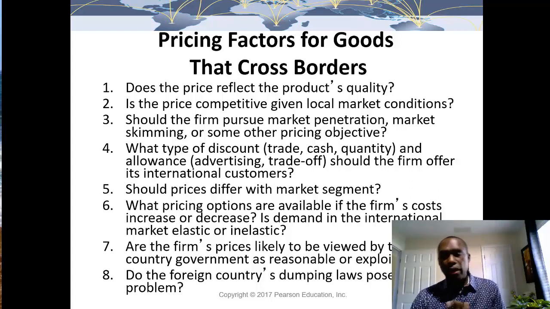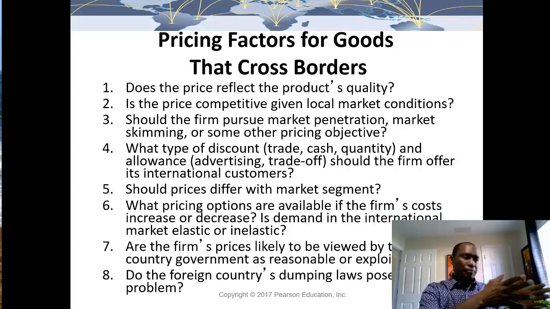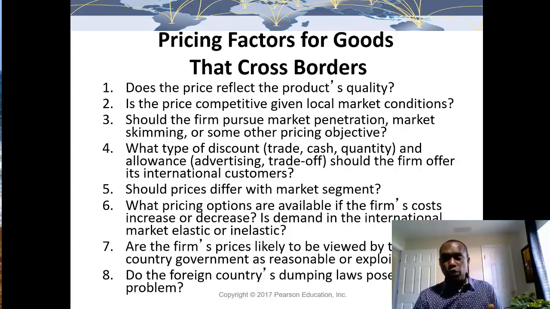You have your other elasticities, price elasticities, inelasticities in terms of where the products are categorized. Is it an essential product? Is it non-essential? Is it something that is a straight luxury product? So that's going to determine the elasticities of those prices.